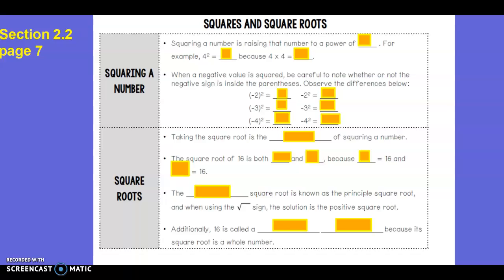Today we are going to talk about squares and square roots. Squaring a number is raising that number to a power of 2, an exponent of 2. An exponent is that little raised number next to a number.